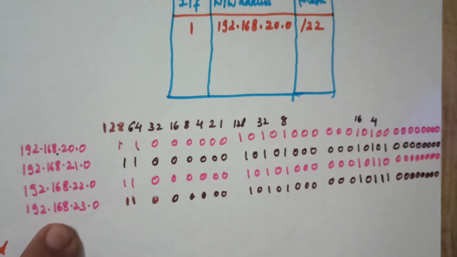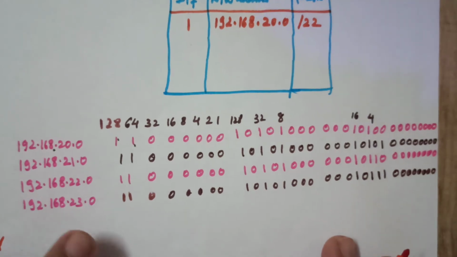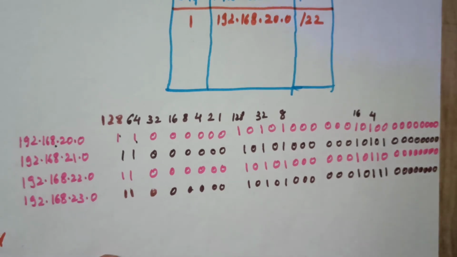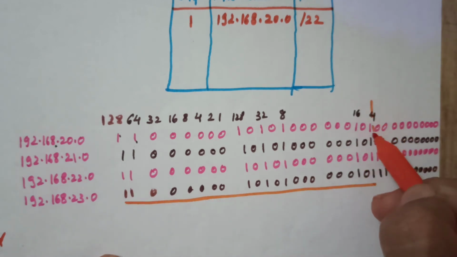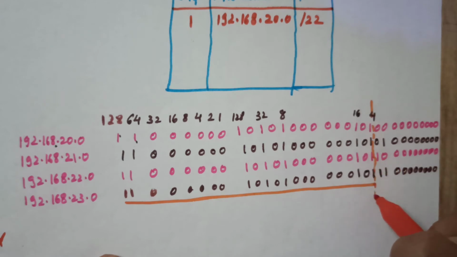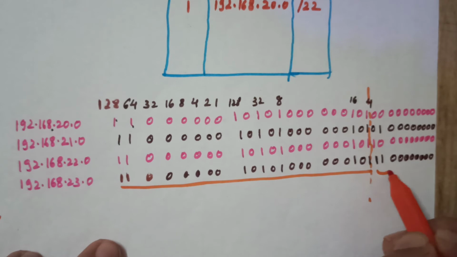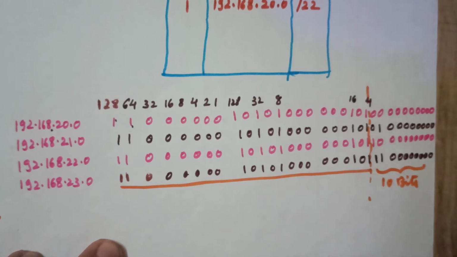Now if we observe these bits in binary and try to find out the common number of bits, then we find here that these first 22 bits are common, and the remaining 10 bits are varying.